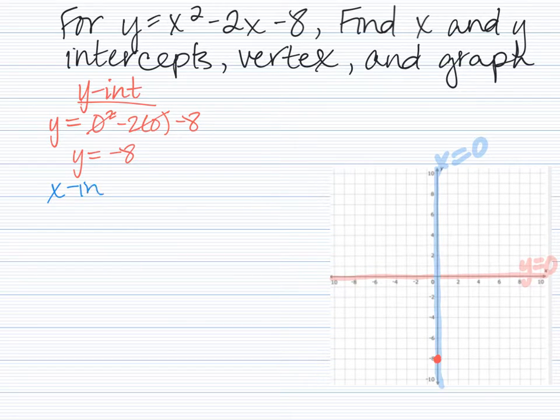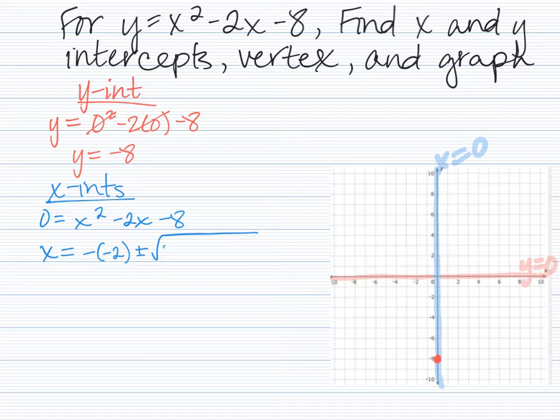So my x-intercepts is a slightly more complicated process. Not complicated necessarily, but lengthier certainly. I put in 0 for y, and then I need to solve for x. And just like in the last problem we did, I need to use either factoring with zero product property or the quadratic formula. So I'm going to use the quadratic formula, x equals negative b plus or minus square root of negative 2 squared. Notice the parentheses, that's important, times 4 times 1 times negative 8, all divided by 2 times 1.